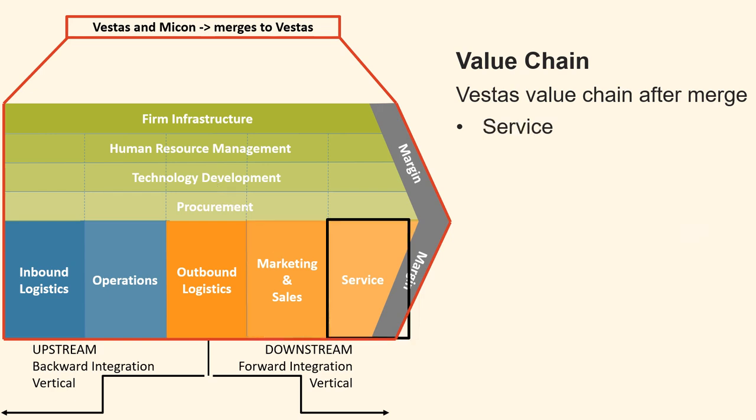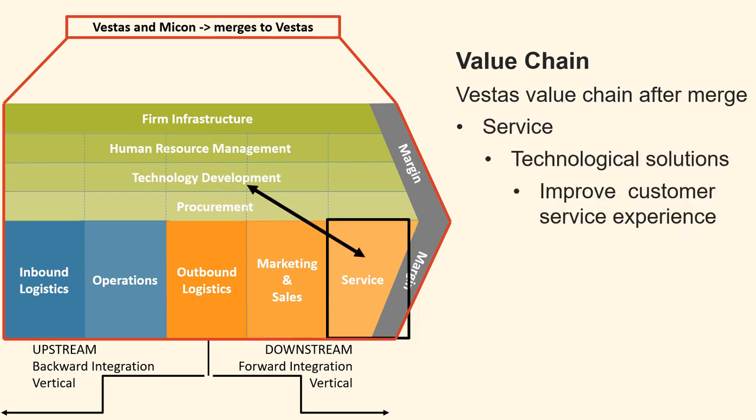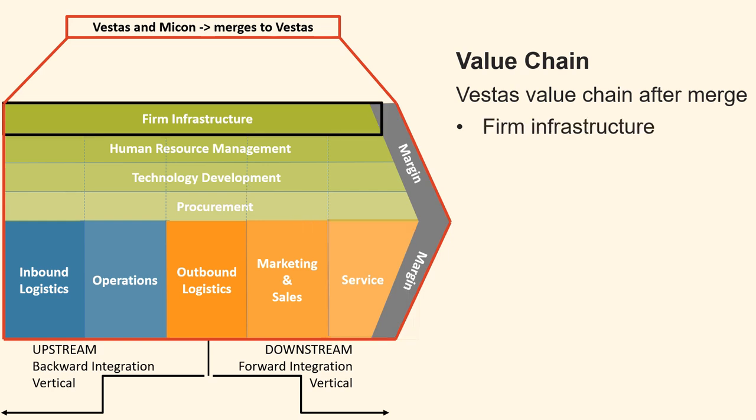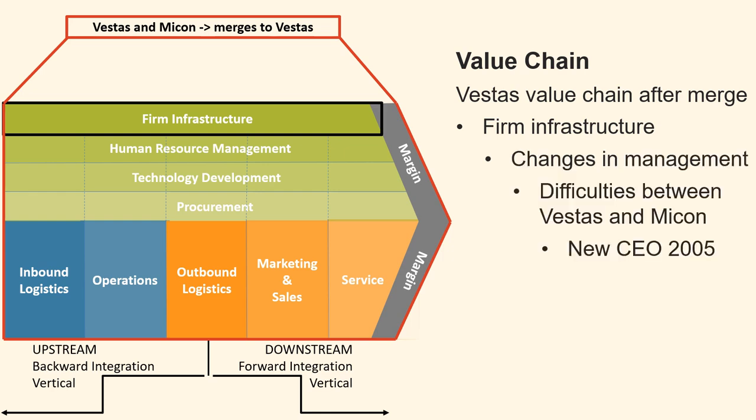The fifth and final primary activity is service. Technological solutions, such as chatbots or automated support systems, can improve the customer service experience. The first of the four support activities is firm infrastructure. Organizational mergers often result in management changes. Difficulties in cooperation between Vestas and Micon necessitated a management shift, prompting the board to appoint a new CEO in 2005.